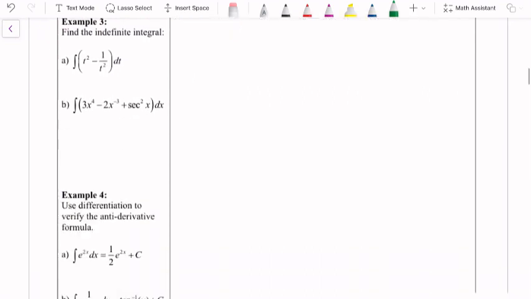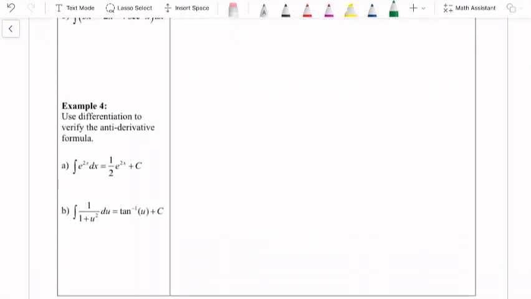The last example within this section says to use differentiation to verify the antiderivative formula. And so all this is that we can always double check our answer to make sure that we've done the process right. So for a, we have the integral of e to the 2x dx, and we're told that's equal to 1/2 e to the 2x plus c. If we wanted to check and make sure that this is actually a true statement, we would just need to derive this and make sure that it equals this here. And I'll have you try that out on your own.